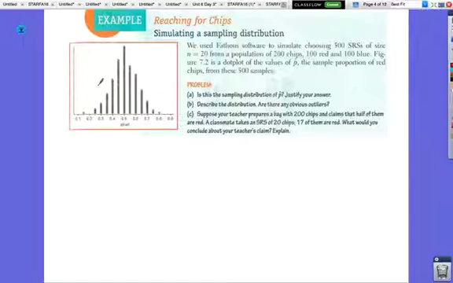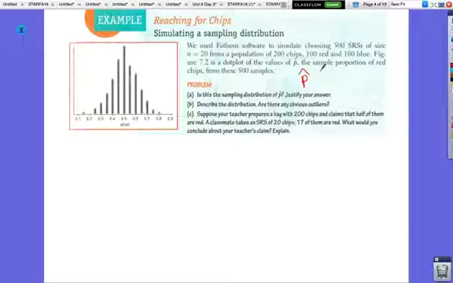So anyway, we use Fathom software to simulate choosing 500 simple random samples of size n equals 20 from a population of 200 chips, 100 red and 100 blue. Figure 7.2, which is this figure here, is a dot plot of the values of p hat. It's kind of hard for you to see, but this symbol right here is p hat. The reason we call it p hat is because it looks like the p is wearing a hat. I know it's really groundbreaking, really creative with the name, but that is the actual terminology for it. So p hat is the sample proportion of red chips from the 500 samples.